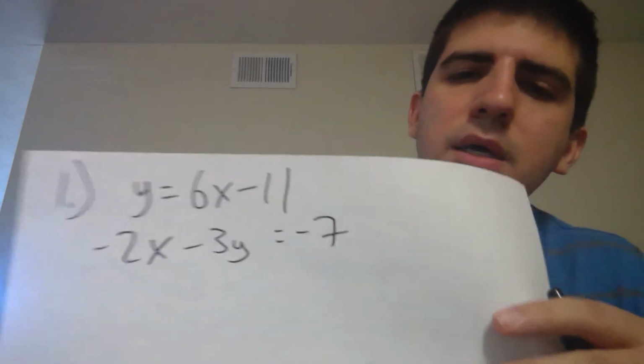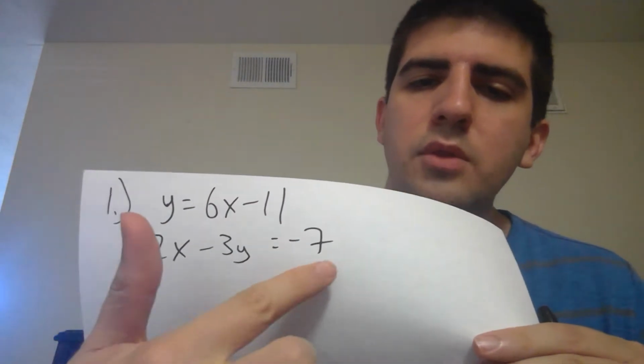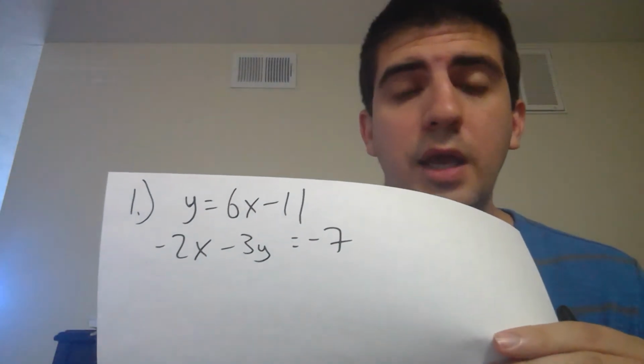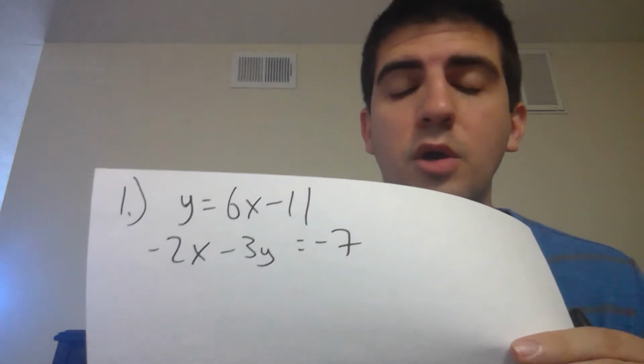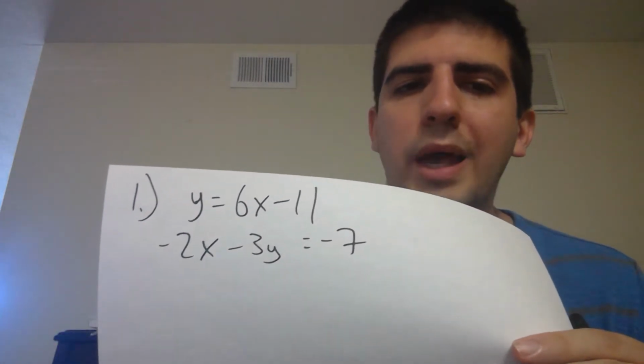But basically, same idea as before. This is a line. This is a line. The question is, do they intersect? And if they do intersect, where do they intersect? That's our goal. Most of these intersect, so you should be getting answers. So where do these two lines intersect?